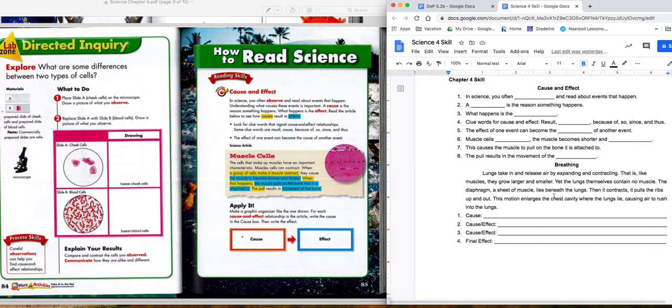So how do I breathe? The diaphragm contracts. If I was a sixth grader, I'd probably put that down right here. The diaphragm contracts. What's the cause? It pulls the ribs up and out. This motion enlarges the chest cavity where the lungs lie. This causes air to rush into the lungs.